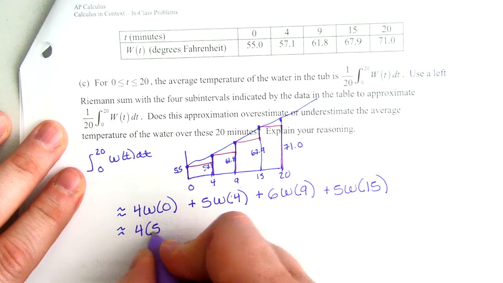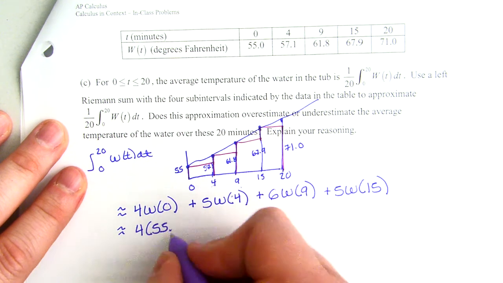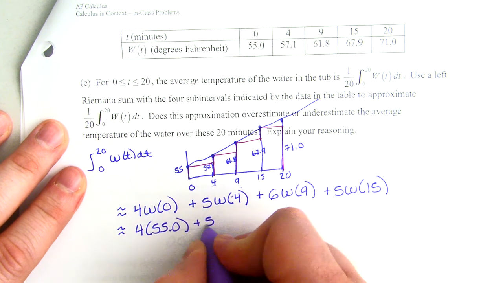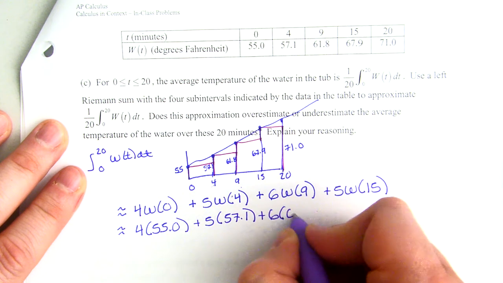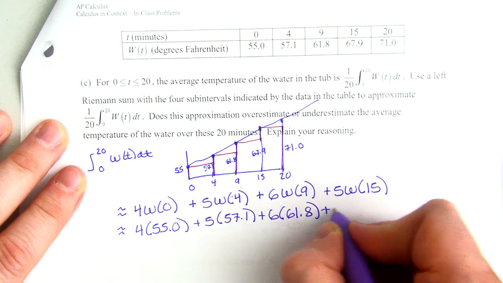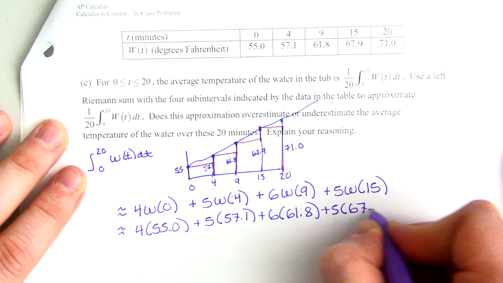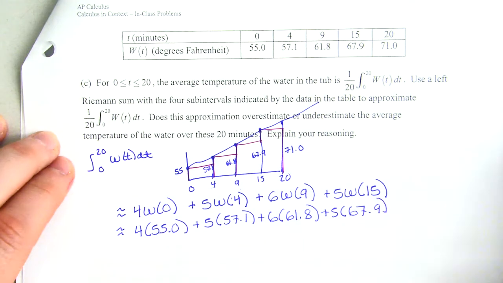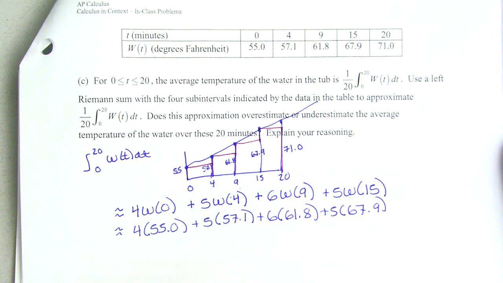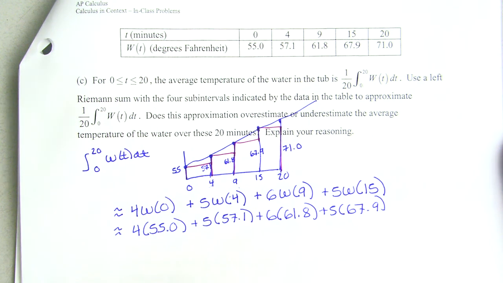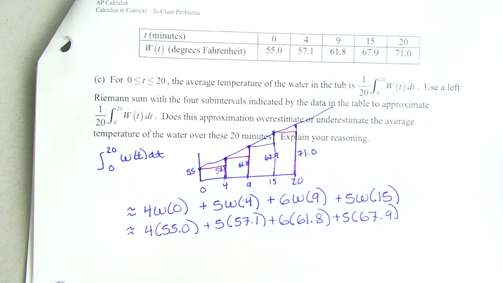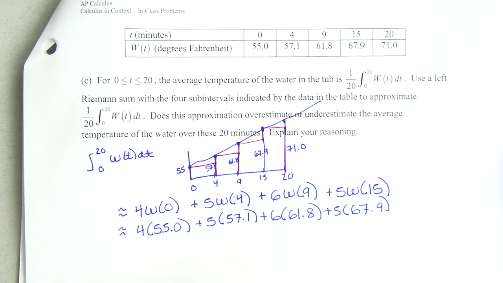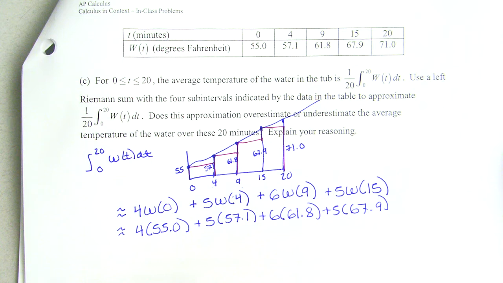So this is 4 times, my table tells me w of 0 is 55.0, plus 5 times 57.1, plus 6 times 61.8, plus 5 times 67.9. And go into the calculator. By the way, I think in the homework it's a non-calculator question. These can go either way on the AP exam. Do try the one in the homework without a calculator. The numbers are a little bit nicer.